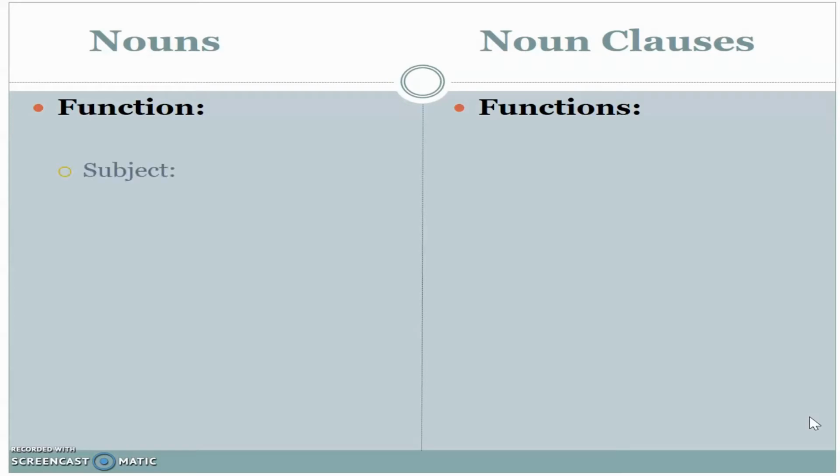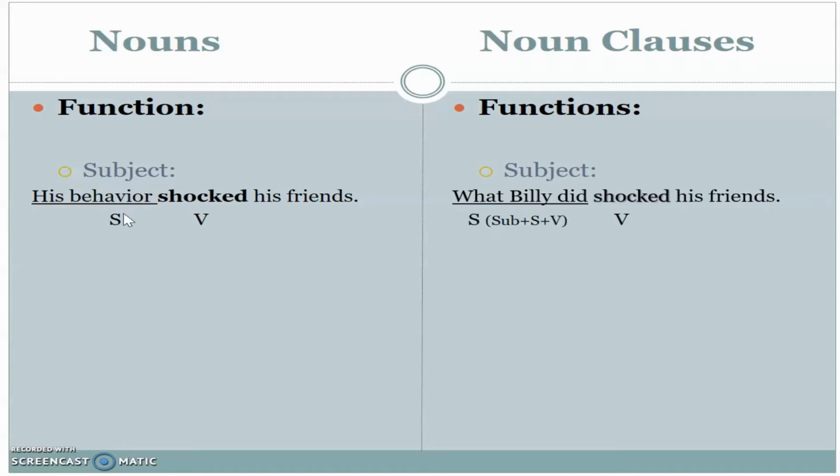As you know, nouns can be subjects in a sentence. For example, his behavior shocked his friends. In this sentence, behavior is the subject. Now, a noun clause can also be a subject in a sentence. For example, what Billy did shocked his friends. In this sentence, you have a dependent clause, which is the subject, and the dependent clause is what Billy did. What is the subordinator, Billy is the subject, and did is the verb.